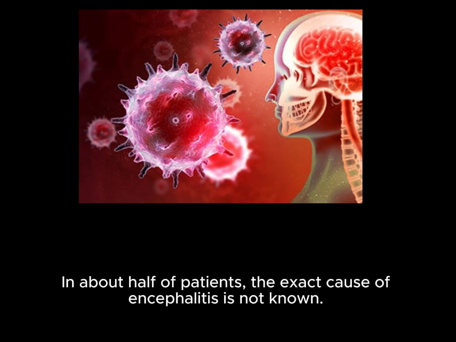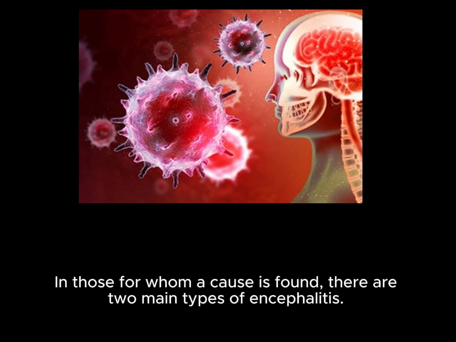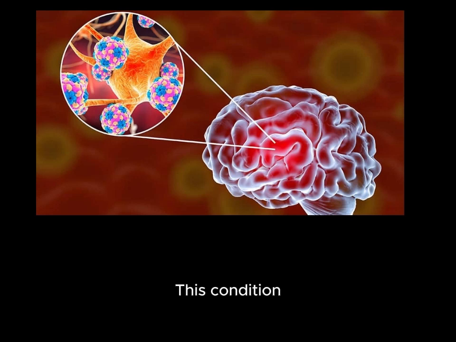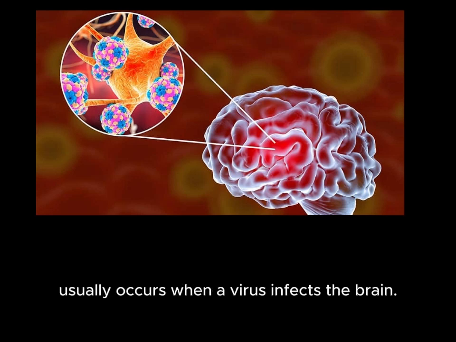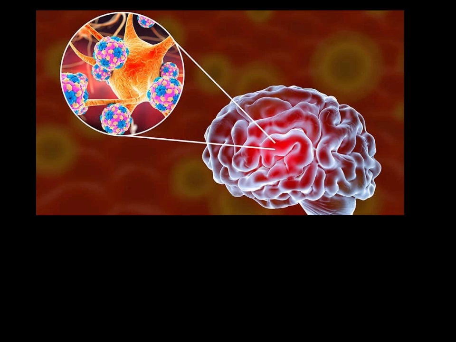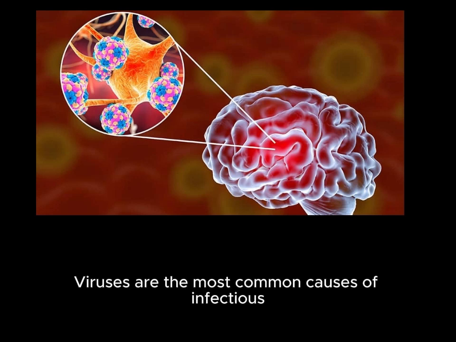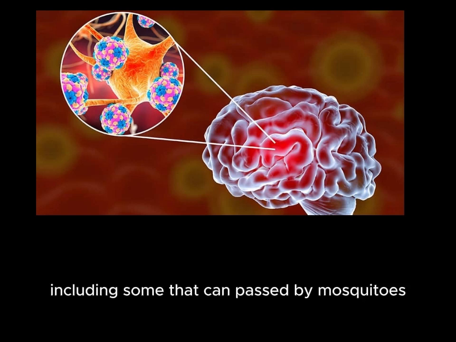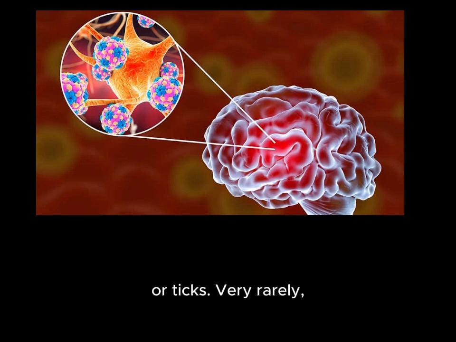In about half of patients, the exact cause of encephalitis is not known. In those for whom a cause is found, there are two main types of encephalitis. The first one is infectious encephalitis. This condition usually occurs when a virus infects the brain. The infection may affect one area or be widespread. Viruses are the most common causes of infectious encephalitis, including some that can pass by mosquito or ticks.